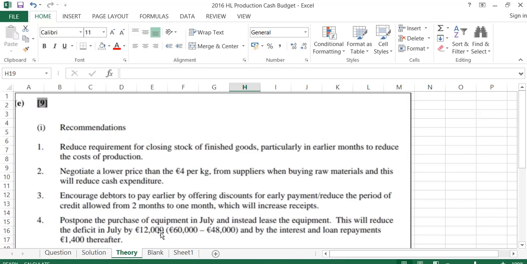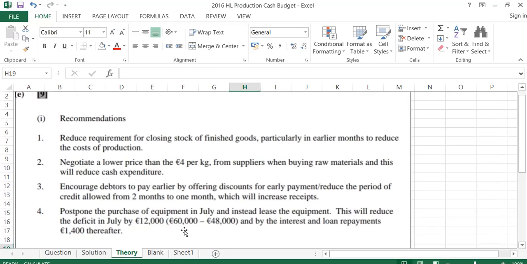And they may postpone the purchase of the equipment in July and instead lease the equipment. This will reduce the deficit in July by 12,000 because the equipment cost them 60,000 and they only got a loan of 48, so they must have paid 12,000 themselves. And if they leased the equipment, they wouldn't have that cost.